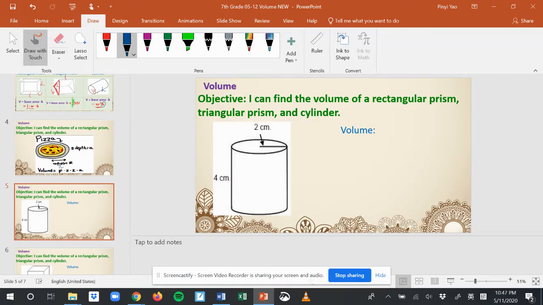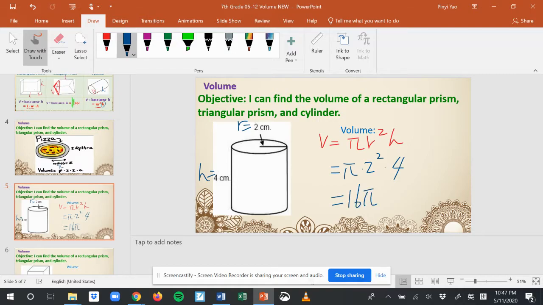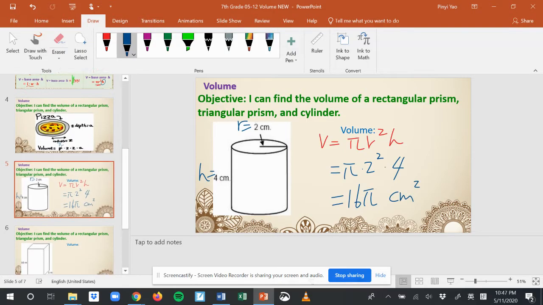The first one, we have a cylinder. I'm just going to write the volume formula right here: pi r squared h. As we can see, the r is right here, 2 centimeters, and the height is right here, 4 centimeters. We just need to put them in. So pi times 2 squared times 4, which gives us 16 pi. You can put that in your calculator, or just leave it as it is if it is asking for that. And the unit is centimeters squared.